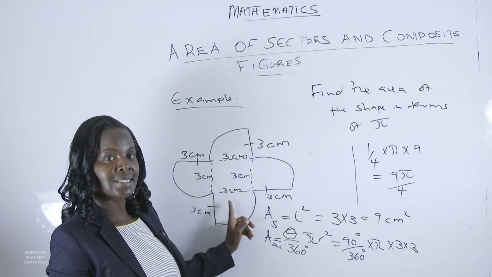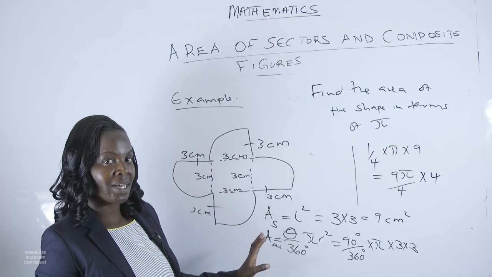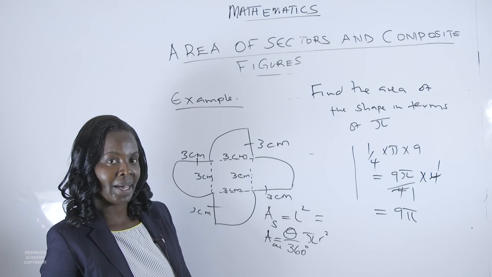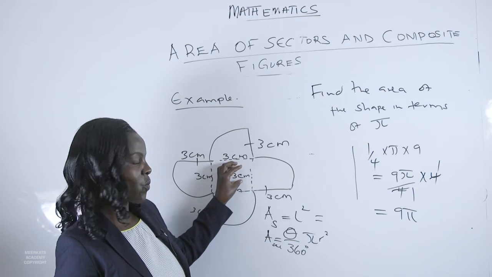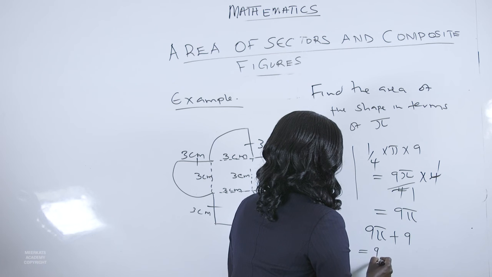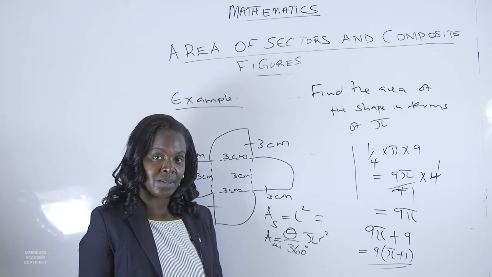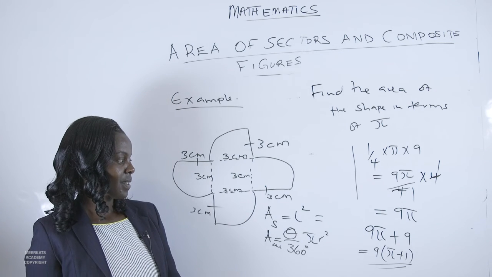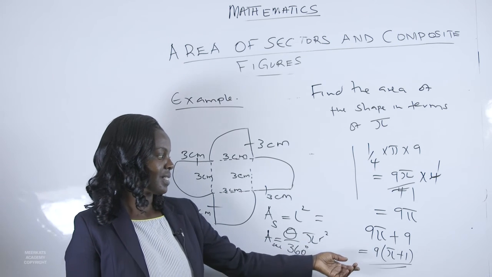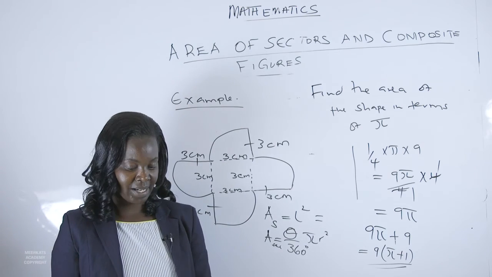But remember, we have how many sectors? 4, which are equal. So instead of calculating the area of each sector, because they are equal, we just multiply by 4. Area of the sectors is 9 pi. And we had calculated and realized that the area of the square is 9. So we add. The area of this composite figure is 9 pi plus 9. We are leaving it in terms of pi. If we factorize and 9 is common, we take it outside the brackets, then we have 9 times pi plus 1. That is the area of that composite figure.